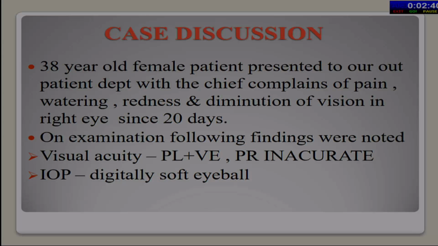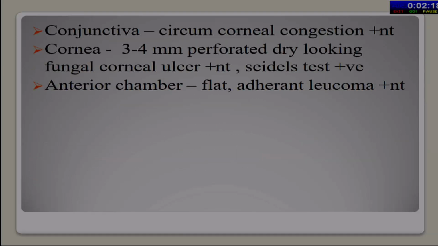Now coming to my case, a 38-year-old female patient presented to our outpatient department with the chief complaints of pain, watering, redness and diminution of vision in right eye since 20 days. On examination, following findings were noted: visual acuity PL positive and PR inaccurate. Intraocular pressure was digitally very soft eyeball. In conjunctiva, circumcorneal congestion was noted. In cornea, there was a 3 mm perforated dry-looking corneal ulcer. Seidel's test was positive. Anterior chamber was totally flat and adherent leucoma was present.